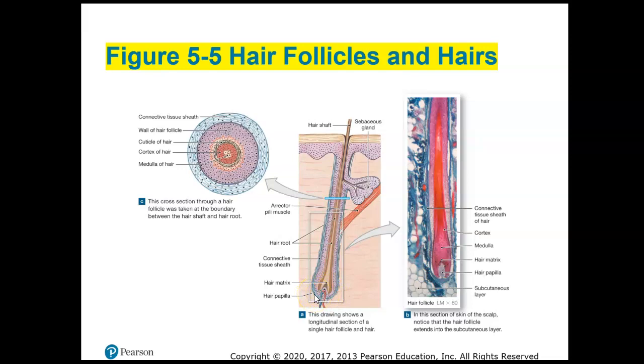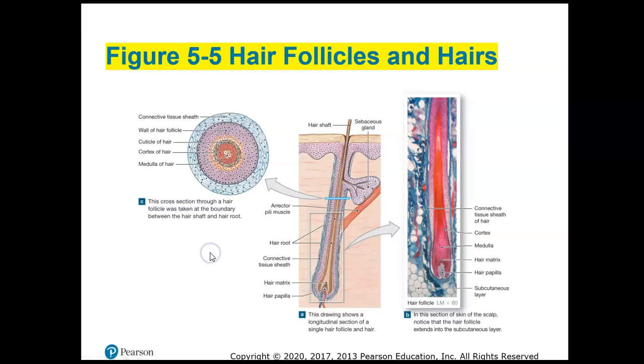And what else? The cortex. First the cuticle, which is composed of a protein called hard keratin, the cortex of the hair, which is also hard keratin, and then the medulla is soft keratin.